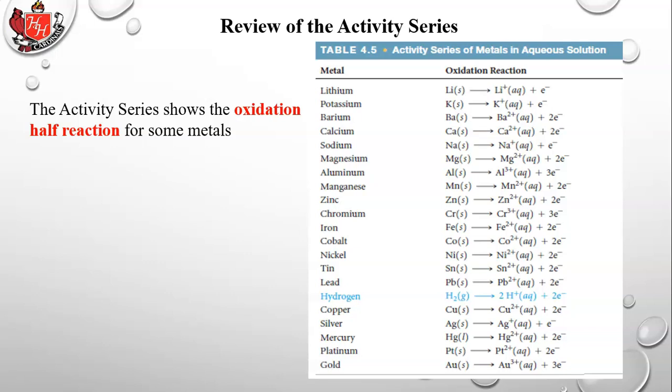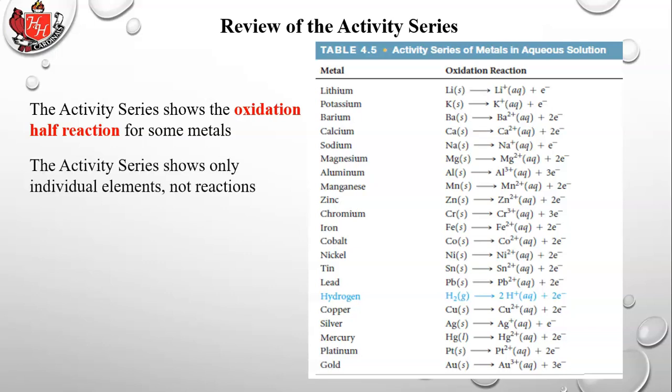You could check either your 60 common ion sheet, your charge number by ion sheet, or just look at the periodic table. And if the element is in the first 2 columns of the periodic table or the last 6 columns of the periodic table, you ought to be able to figure out how it's going to ionize, whether it's going to lose or gain electrons and how many. Go back to the earlier unit, the fundamentals unit, and you can review that. So the activity series shows only individual elements, as you can see, not reactions.